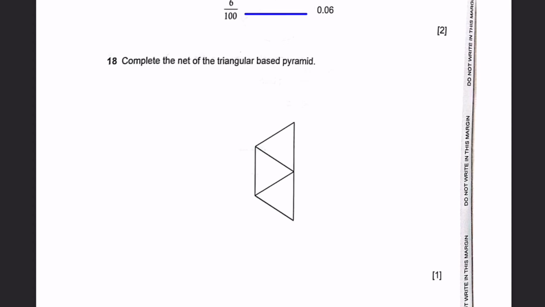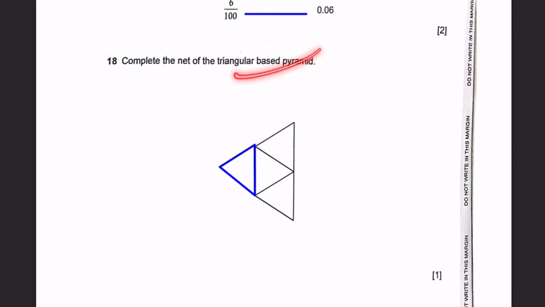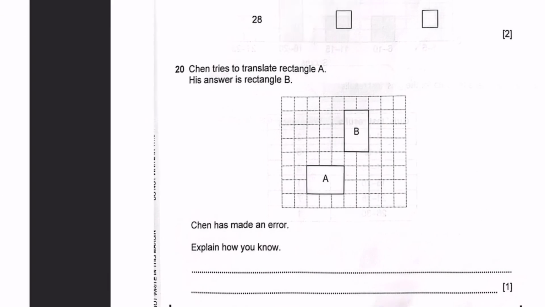So over here is the same net which we just drew, but then it's rotated 90 degrees. So we just have to draw the final triangle like this. This is the final triangle, and that's the answer. By the way, all the triangles have to be equal sized. Only then it's a triangular base pyramid. Let's go to question 19.